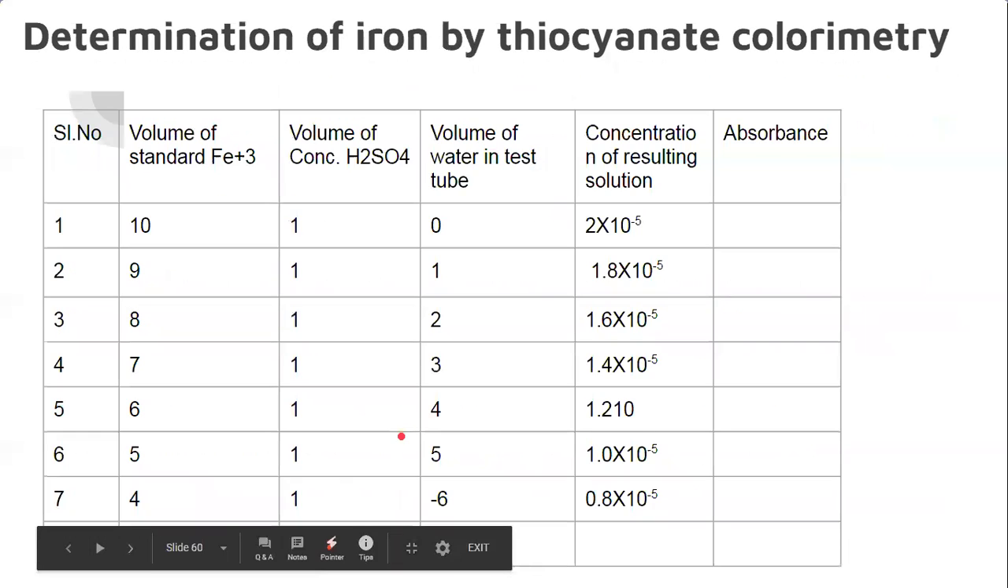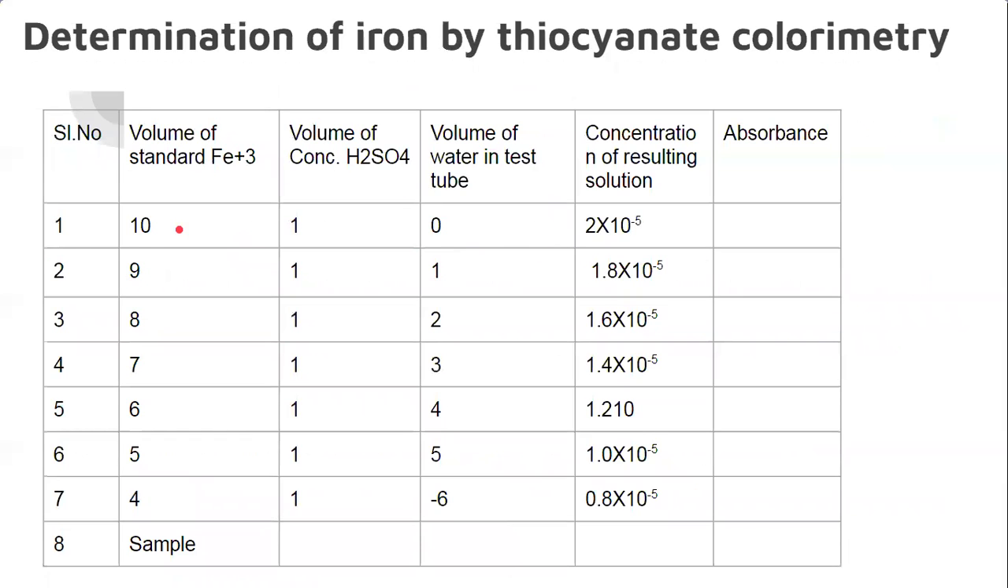And next, how do we execute this experiment after calibration? We first transfer the labeled solution, this much concentrated solution, to the cuvette, and then we place that cuvette into the colorimeter, and our display will show the absorbance. That absorbance will be recorded against this concentration.